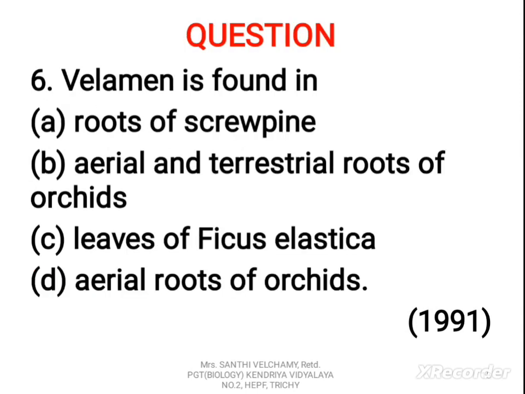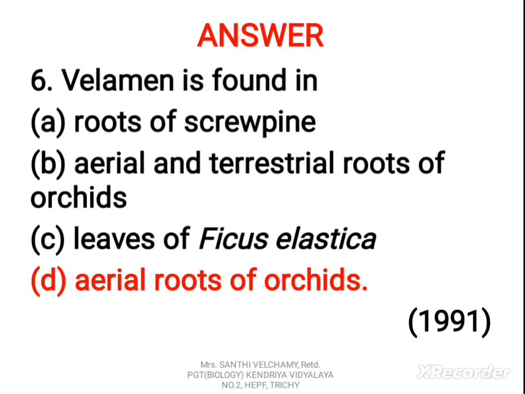Now the next question. Velamen is found in: A. roots of screw pine, B. aerial and terrestrial roots of orchids, C. leaves of Ficus elastica, D. aerial roots of orchids. The correct answer is D, aerial roots of orchids. Velamen is found in aerial roots of orchids. In many epiphytic orchids, the aerial roots are covered by a hygroscopic velamen tissue. They absorb water from the atmosphere. That's why D is the correct answer.